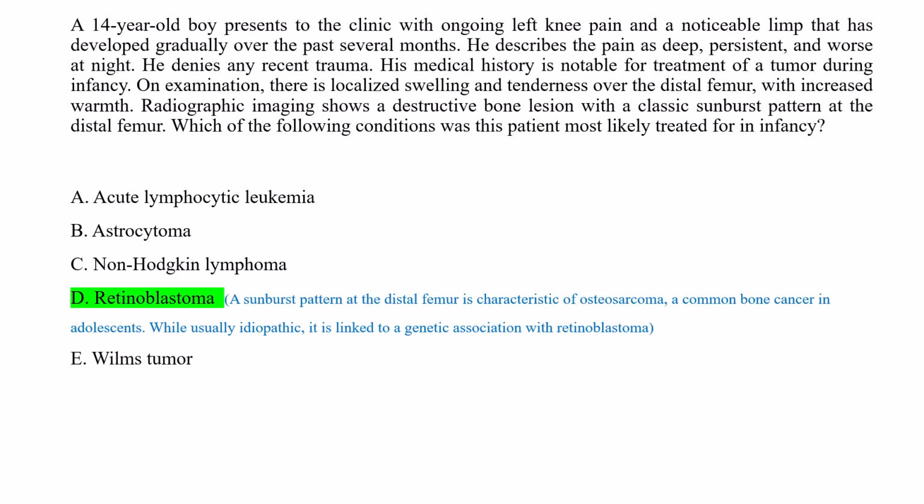The correct option here would be D, retinoblastoma, and that is because a sunburst pattern at the distal femur is characteristic of an osteosarcoma, which is the most common primary bone malignancy that typically affects individuals between ages of 10 to 25 years. And although most cases are idiopathic, there is an established molecular mechanism between retinoblastoma and osteosarcoma.